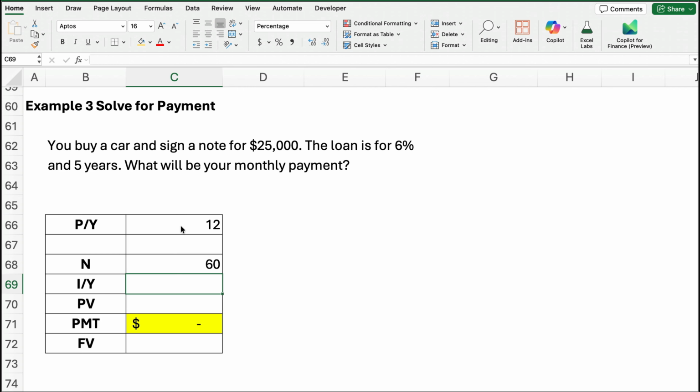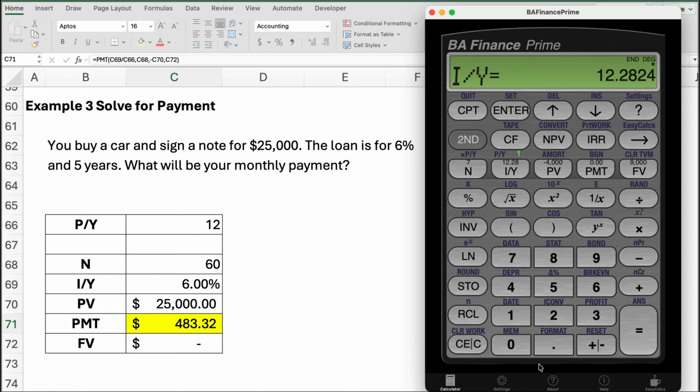So what's the annual interest? Well, it's 6%. What is the present value? Now, you buy a car for $25,000. Is $25,000 how much the loan starts at, or is that the ending value of the loan? Well, you know the ending value of the loan is you're trying to get it down to 0, right? And so this has to be $25,000. So if we have a $25,000 loan, 6% for 60 months, then we've calculated the payment is going to be $483.32. So how do we do it on the financial calculator?